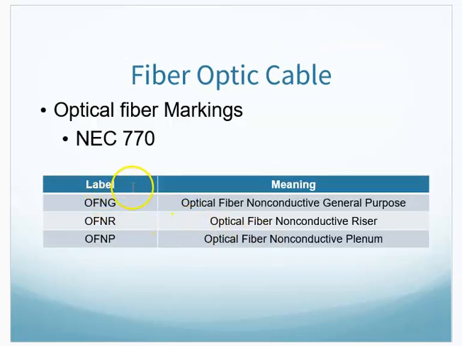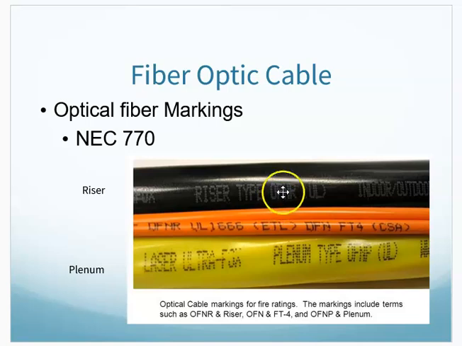So with our jacket, remember the fire rating. General, riser, plenum, look at that last letter. So OFN-R, riser, that could be installed between closets vertically in a building. P, OFN-P for plenum, being installed in plenum spaces.